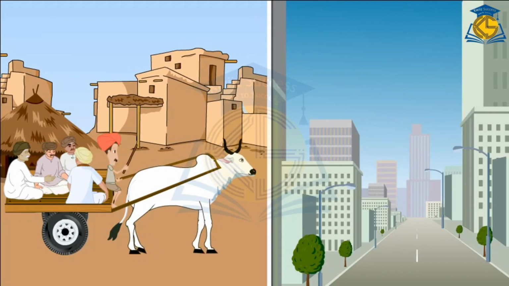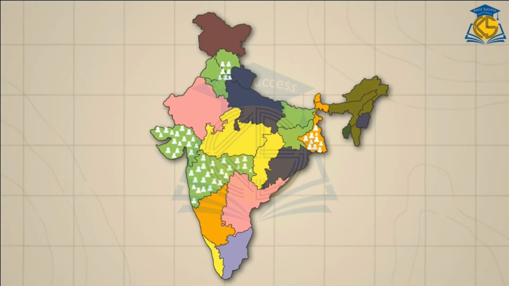The urban population has increased from 17.29% of the total population in 1951 to 27.78% in 2001.